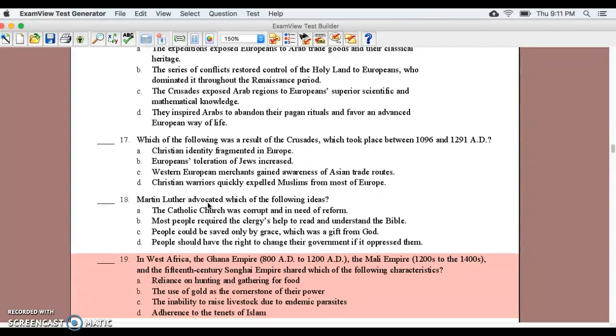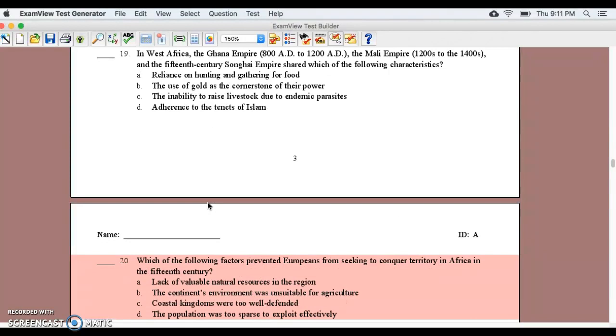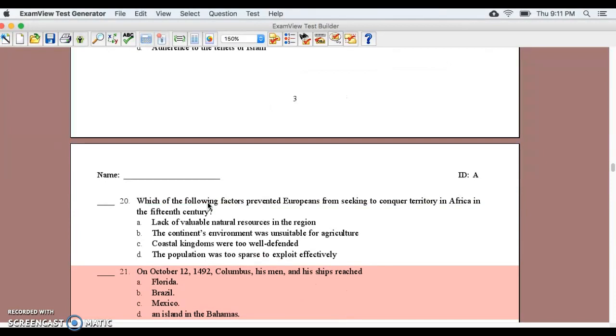So anyways, I'm going to continue on. I am over by 2 minutes. I'm going to try to do the next 10 questions in 3 minutes. Which of the following factors prevented Europeans from seeking to conquer territory in Africa in the 15th century? Well, think about the factors that would prevent them. Reread the book, and this answer is pretty straightforward.